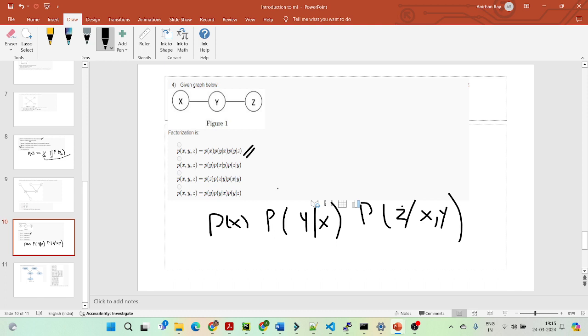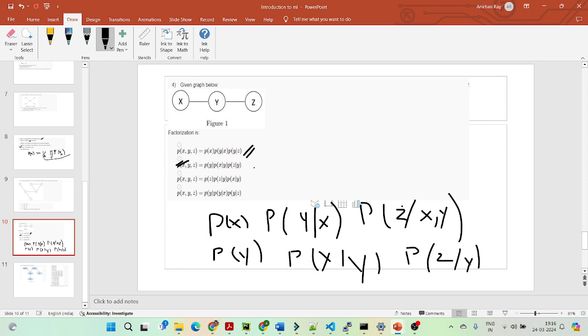Next, p of y. As you can see, when you know p of y, x and z are independent of each other, okay, so x is only dependent on y, and similarly z is also only dependent on y, right? So this is the answer.